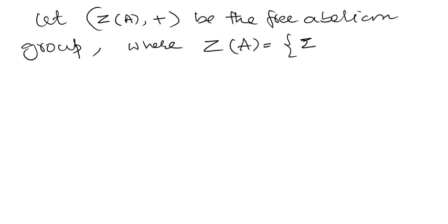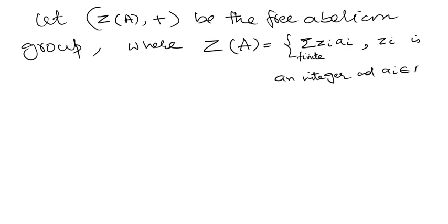So here it's a finite sum, where Zi is an integer and Ai belongs to A, where A is S tensor S over U. And here the operation is plus, meaning if you take two finite sums, their sum will also be a finite sum, with the elements of A having integer coefficients. So what's the operation? The operation is addition. Here if you take two finite sums, their sum is also finite.